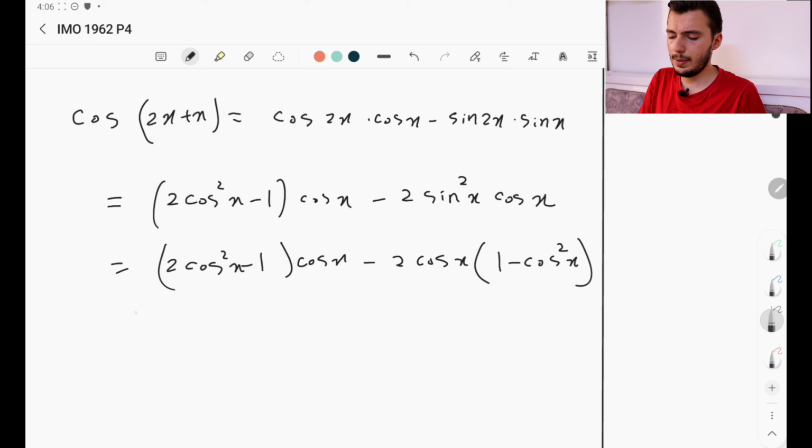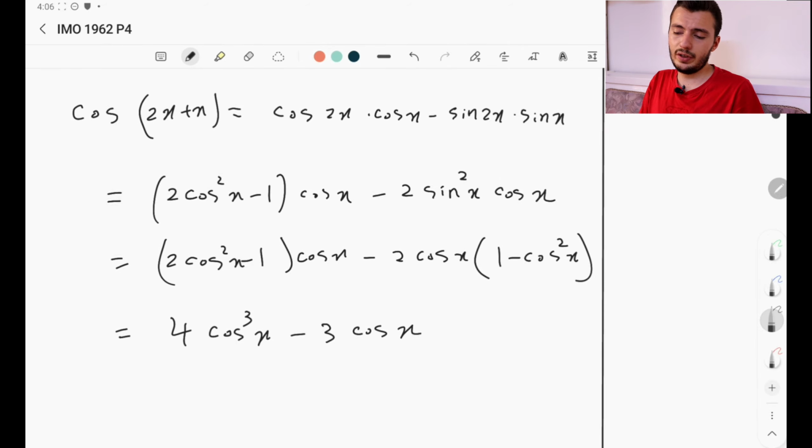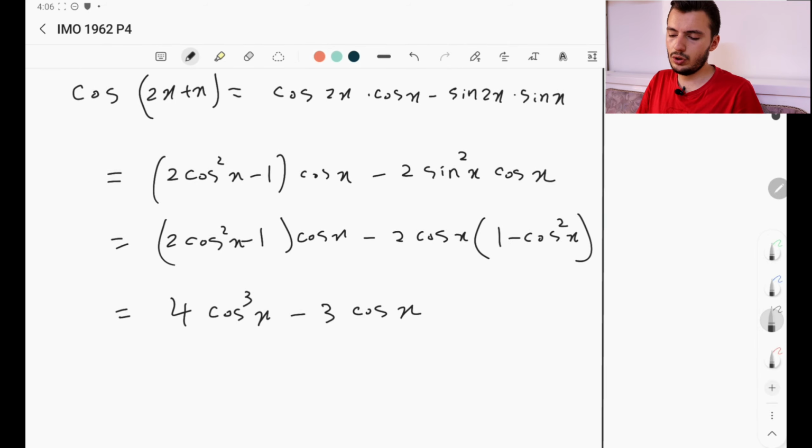Alright, let's simplify this. Here we'll have 2 cosine cubed, and here we'll also have positive 2 cosine cubed. So indeed we'll have 4 cosine x cubed, and then here we'll have a negative cosine x, and here we'll have negative 2 cosine x, so it will be minus 3 cosine x. Alright, very good. So now we've expressed cosine 3x in terms just of cosine x.